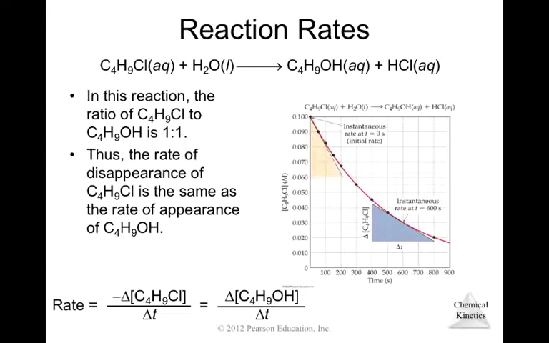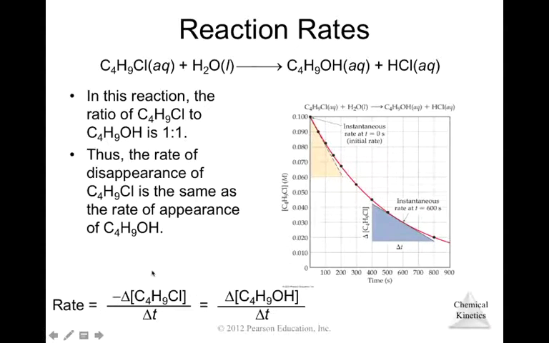So in this reaction, we see the molar relationship between the reactants and the products that we're measuring is a 1-to-1. So the rate of disappearance of C4H9Cl is the same as the rate of appearance of C4H9OH.